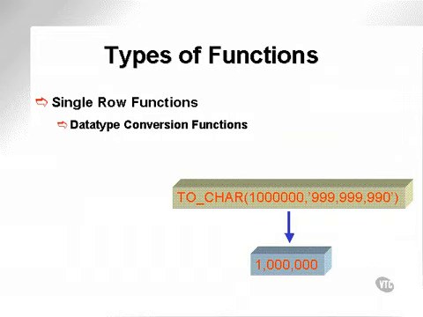A subsidiary of single row functions are data type conversion functions. Data type conversion functions do literally as they say. They convert between data types. In other words, they convert from characters to numbers, vice versa, and dates to characters, etc. As you can see from the function here, I've taken a number at 1 million, I've applied a format to it, which is comma delimited, and I come out with a character value of 1 million delimited by commas.